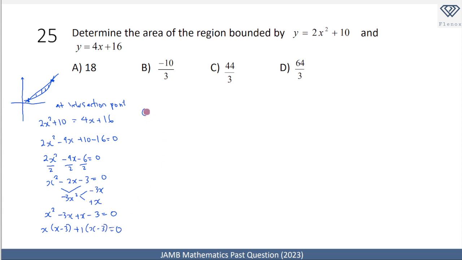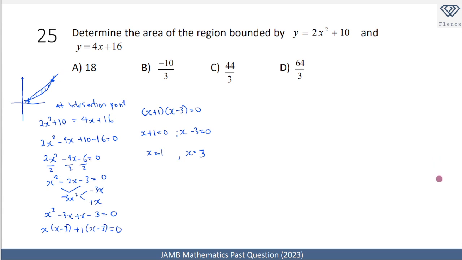So what do I have? I have x plus 1 and x minus 3 equals 0. So x plus 1 equals 0, or x minus 3 equals 0. So x is either equal to 1, or x is equal to what? x is equal to 3. Rather, x is equal to minus 1 or x is equal to 3. So those are the intersection points.